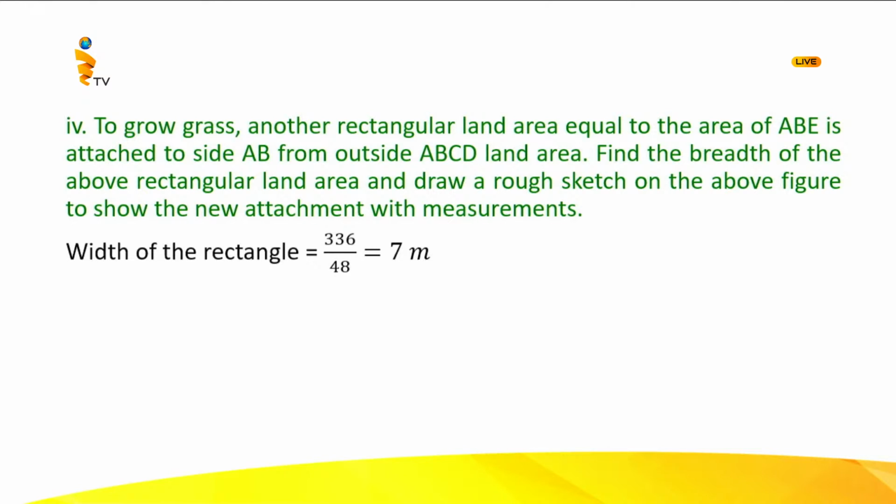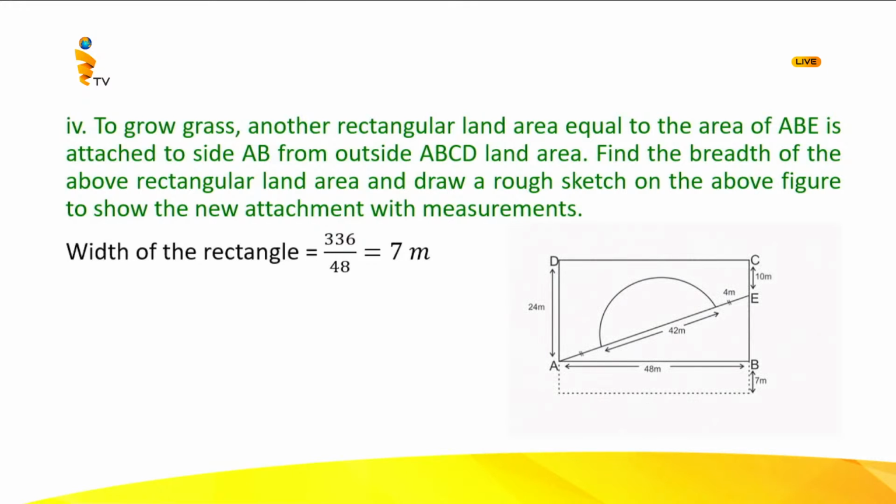So you have to draw a sketch like this. I have attached a rectangular part to the rectangle we had, such that AB is one side. When you are drawing the sketch, you have to write down the measurements. So here I have indicated that the width of the new part attached is 7 meters.